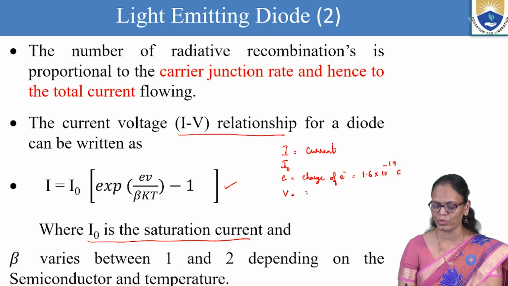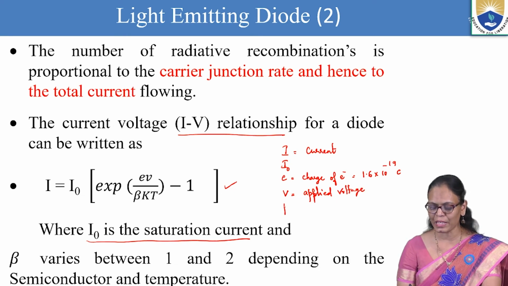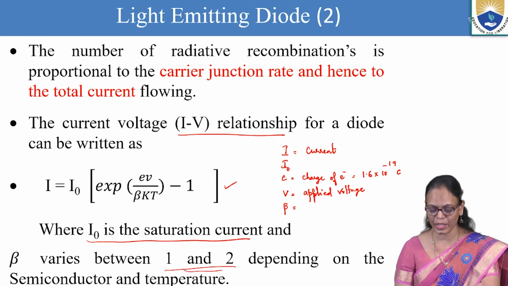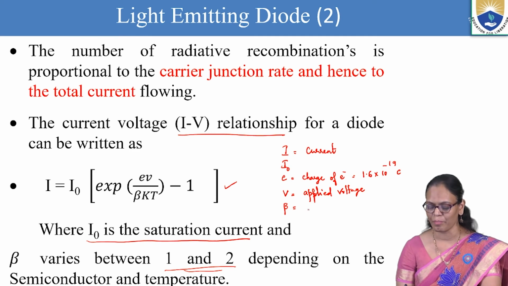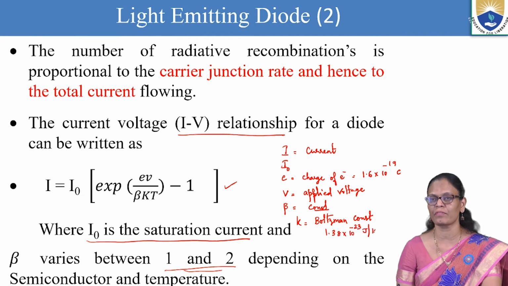And V is the applied voltage. We are connecting it in forward bias and applying the voltage. Beta is the material constant, and its value will vary between 1 and 2, depending upon the temperature and the semiconductor material we are using. k here is the Boltzmann constant. Its value is 1.38 into 10 power minus 23 joules per Kelvin.